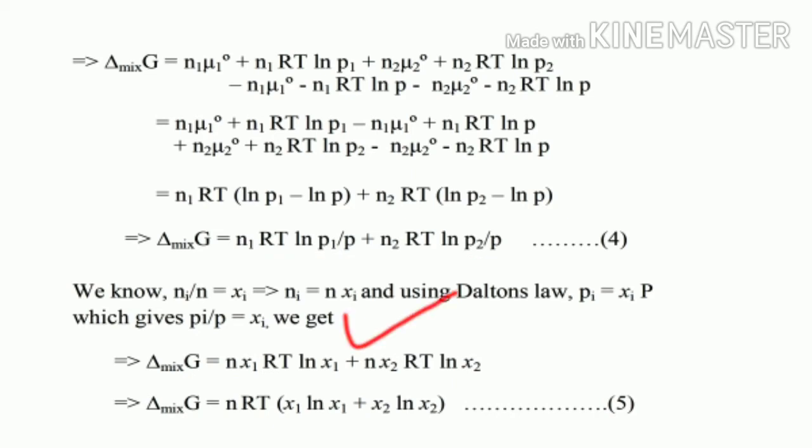Now we know that Ni by N equal to Xi. This implies Ni equal to N into Xi, and using Dalton's law, pi equal to Xi into P, which gives pi by P equal to Xi. We get del G mix equal to N x1 RT ln X1 plus N x2 RT ln X2. This implies del G mix equal to nRT into (X1 ln X1 plus X2 ln X2). Give it equation number 5.